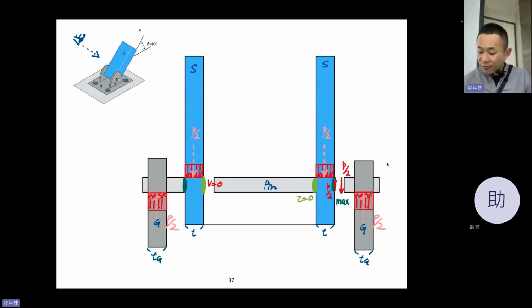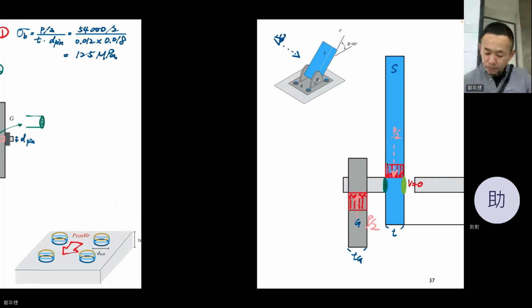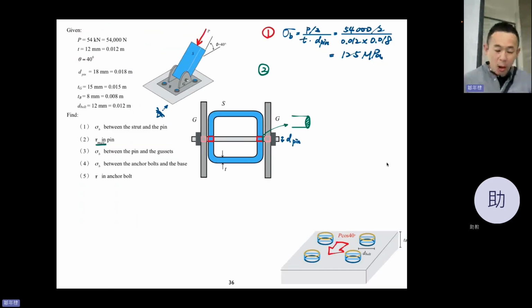And then after this half P, this place becomes the maximum shear. As you can see, the maximum occurs here, and the shear force is half P. This is how we finished last time. This is just a recap.